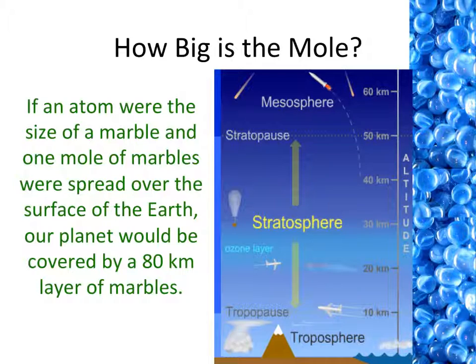If an atom were the size of a marble, and we had 1 mole of marbles, and they were spread all over the surface of the Earth, our planet would be covered by 80 kilometers of marbles. So to take a look at this little graphic here. We're talking about planes, air balloons, etc., rockets. This is Mount Everest, and it's about here on this scale. And if we keep going up, well, 80 kilometers is not even on this scale. We would be so much covered in marbles, we would be crushed completely. That's a lot. That's a lot. And the whole planet would be covered in marbles 80 kilometers high.